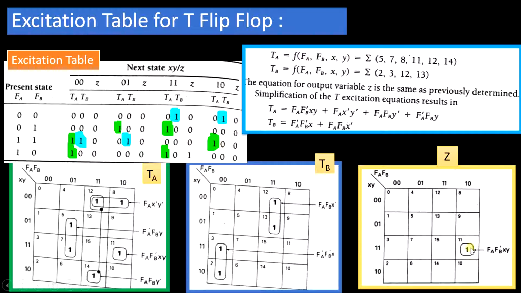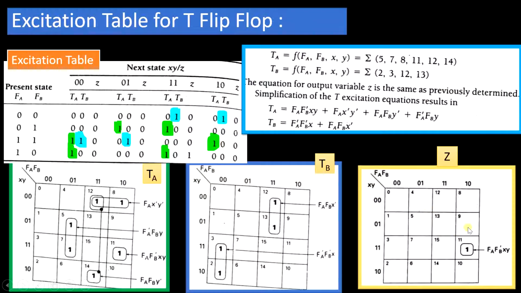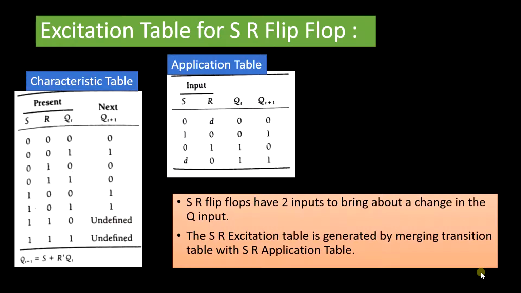Okay, that is because of our transition table that we have obtained. Our transition table had output variable z equal to 1 only for one of the min-term combinations. So that is why this expression is going to remain the same for all the flip-flops that we are going to go through today. So moving on, we have the excitation table for the SR flip-flop.